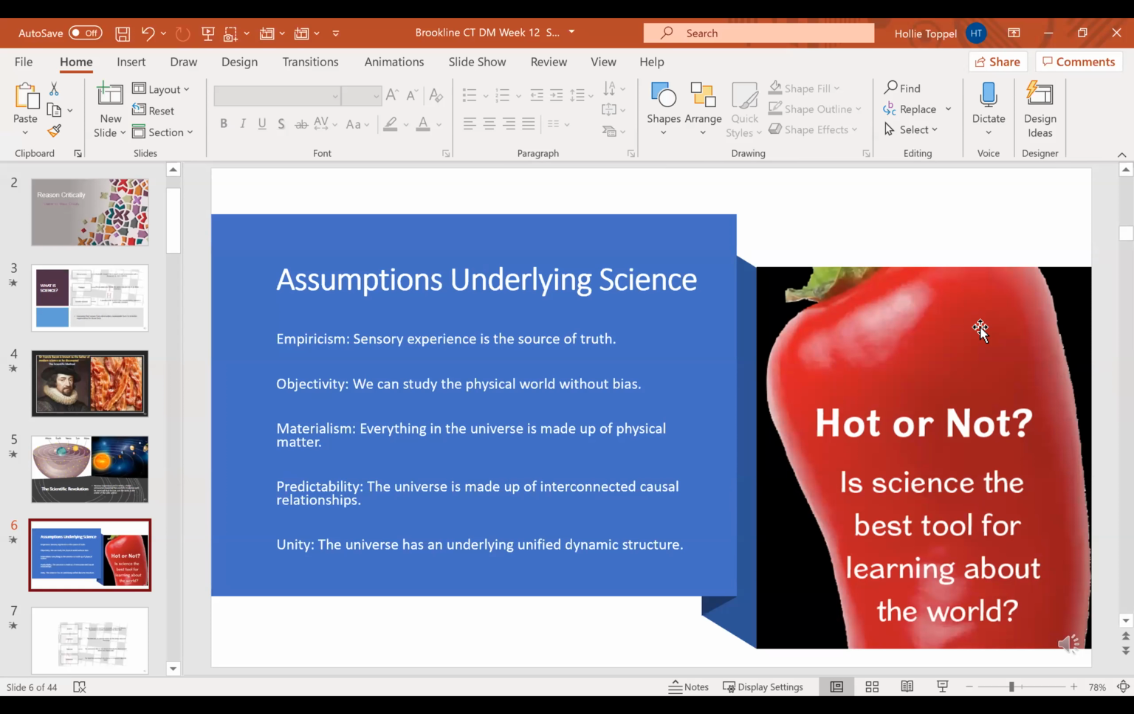It takes it to those quark things. So materialism can go very small. Materialism goes very big, that there's more than one universe, there's many. Predictability is the universe is made up of interconnected causal relationships.